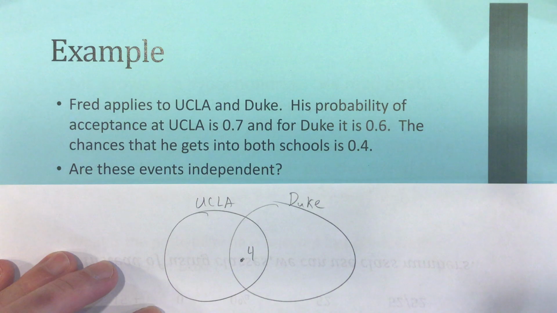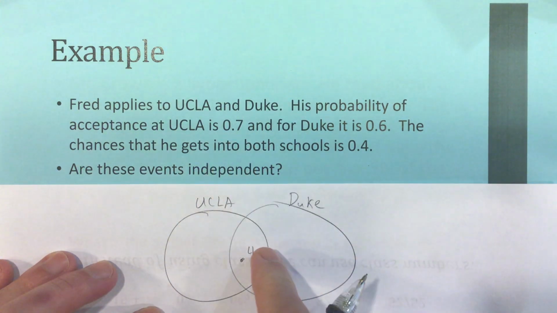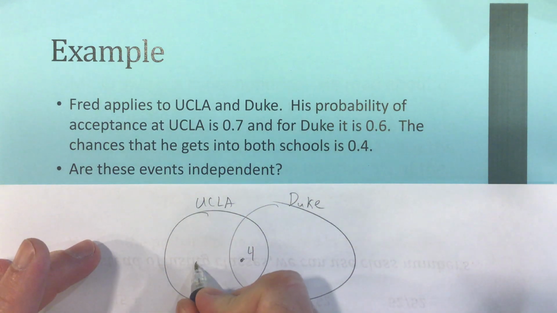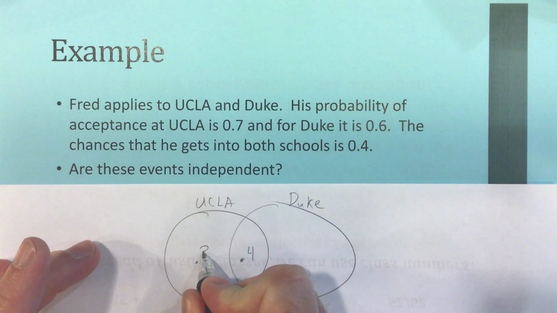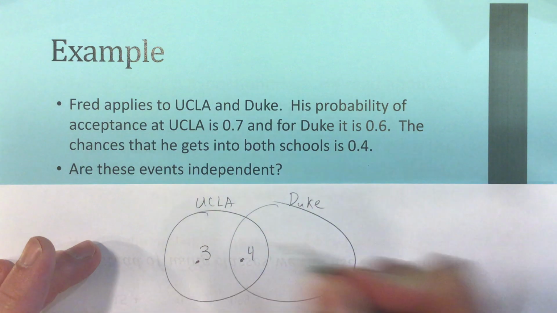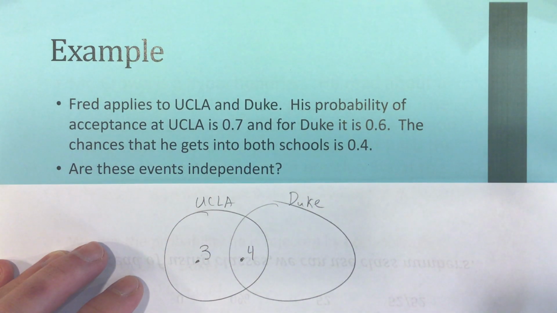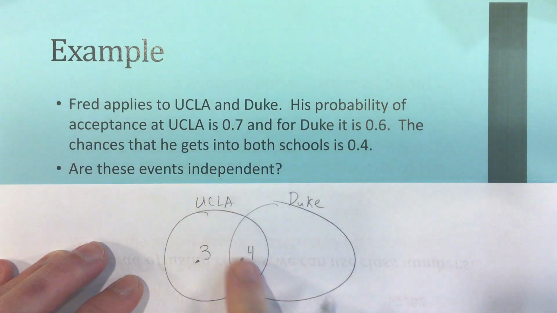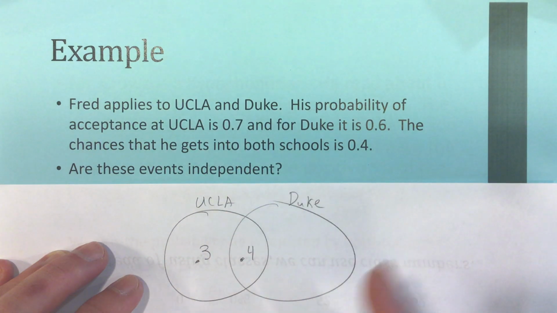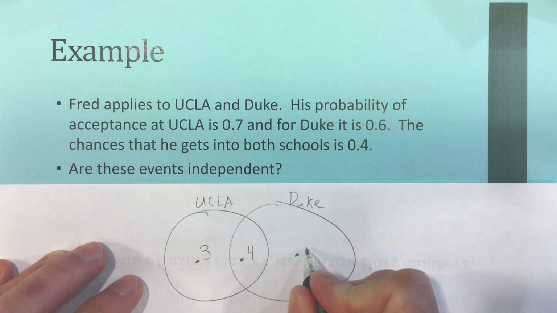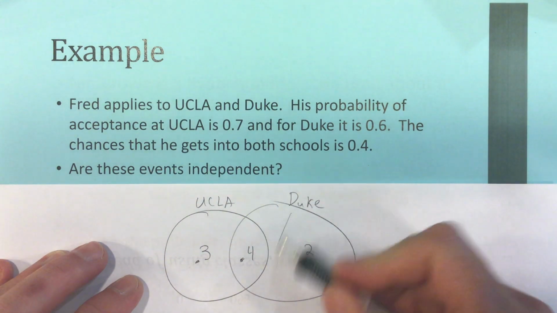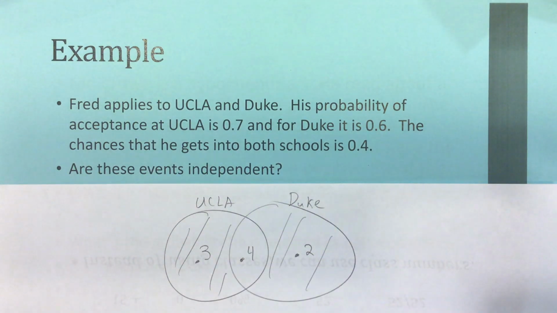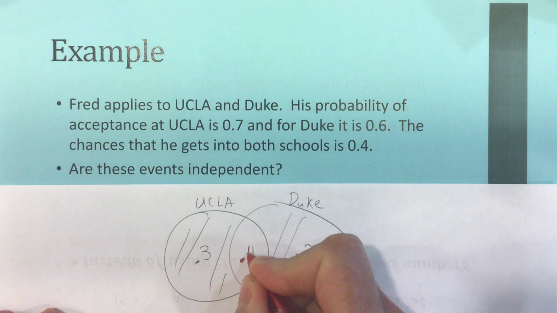Now we know UCLA is 0.7, so the whole circle is 0.7, which means this section over here, getting into UCLA but getting rejected by Duke, is 0.3. And now Duke, I know the entire Duke circle is 0.6. So that means this section over here would have to be 0.2. That's getting into Duke, but not UCLA. Maybe I should have color-coded this.